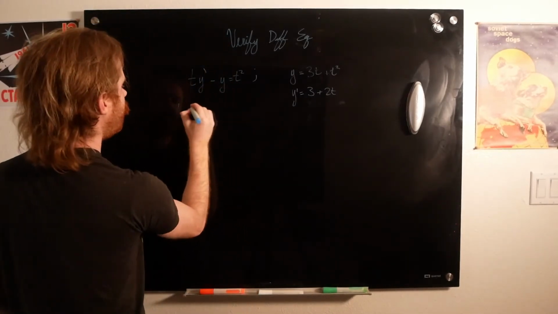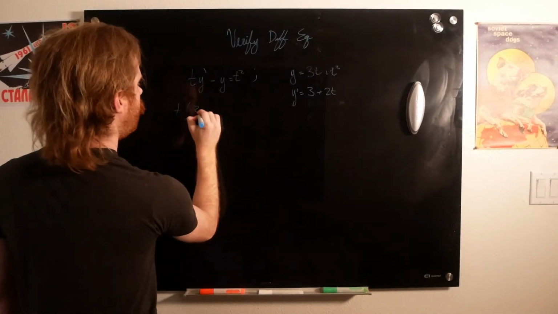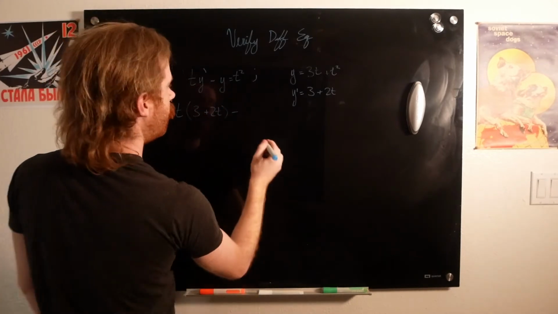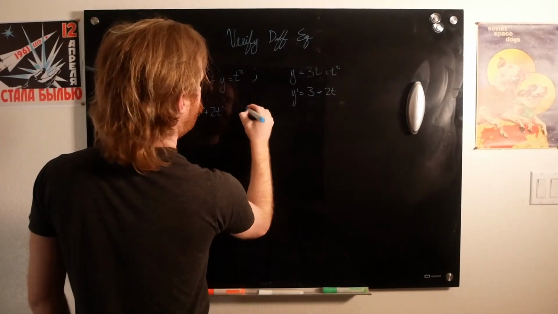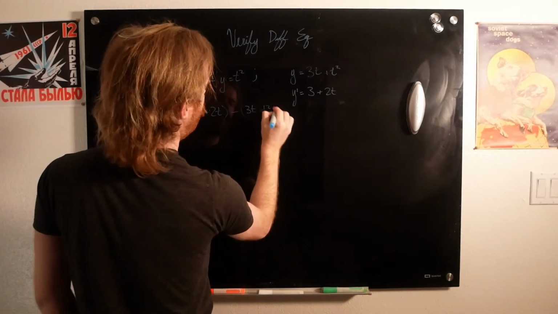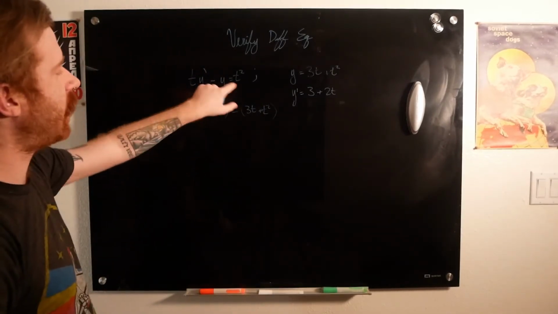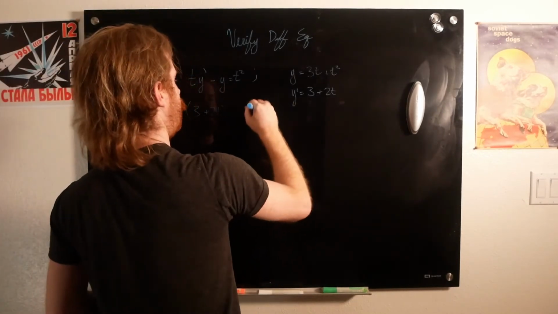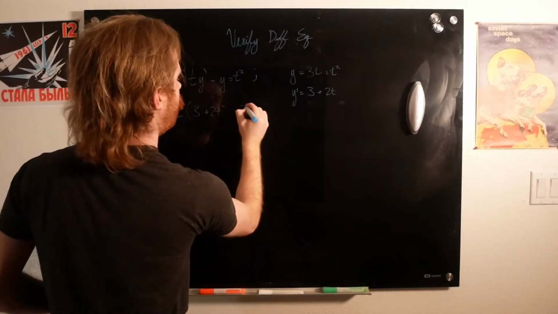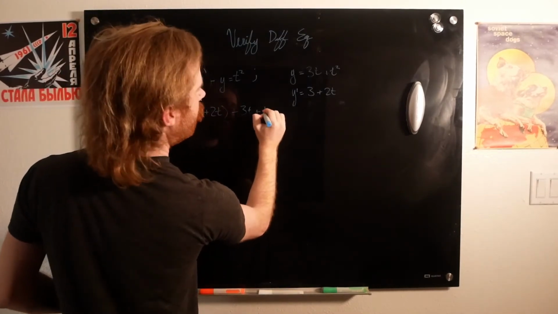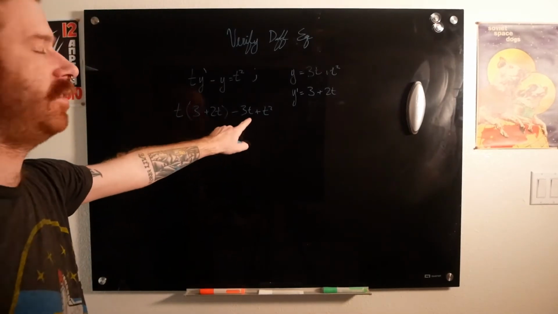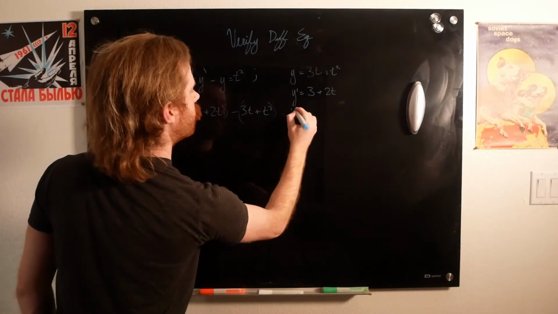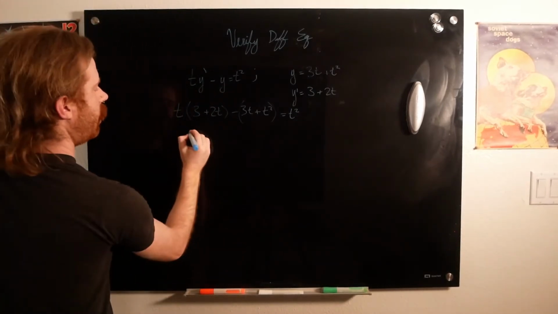So we have t times y prime, 3 plus 2t, and then we have minus y, which is 3t plus t squared. And remember, this is in parentheses. You're subtracting all of y. It's not minus 3t plus t squared, right? That's wrong. You have to put parentheses here, subtracting the whole thing, and then we're going to see if this equals t squared. So let's go ahead and distribute.